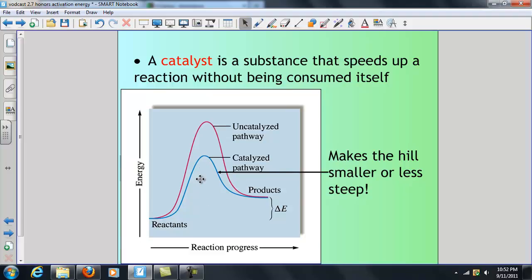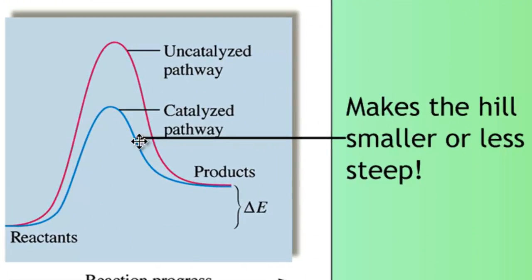So if from here to here is the activation energy, with the catalyst, the blue line is the catalyzed pathway, the hill is much smaller. So what does that mean? That means that more molecules can react because they need a lower energy. The threshold energy to react is much lower. So like if we look back at that beginning thing where everything was bumping into each other, they could bump into each other at a slower speed and still be able to react with the catalyst.